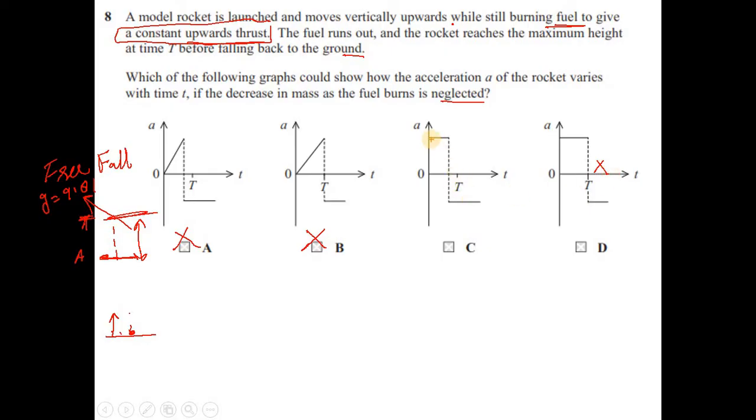If you see, the rocket is experiencing constant acceleration due to constant thrust, and then the fuel runs out and then it keeps moving with the acceleration due to gravity, and at this time the rocket reaches maximum height and starts falling down, and this motion of a fall is again due to 9.81. So acceleration keeps going on with 9.81. So the option is C.